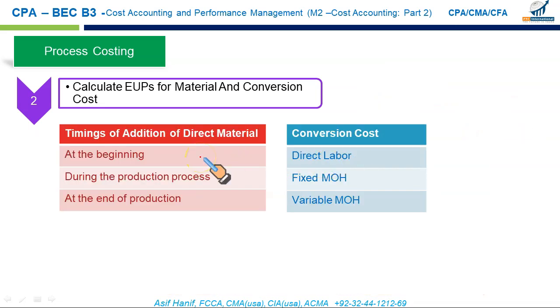Another important point that must be remembered is: at what point in time do we add material? Some processes might require the material to be added at the beginning of the process. In some production processes, the material is added during the production process. And in a very rare situation, you might have a condition where the material is added at the end of the production when the unit is completed.